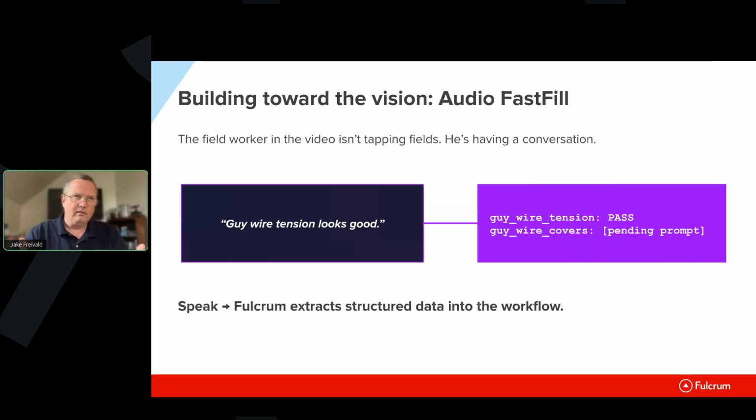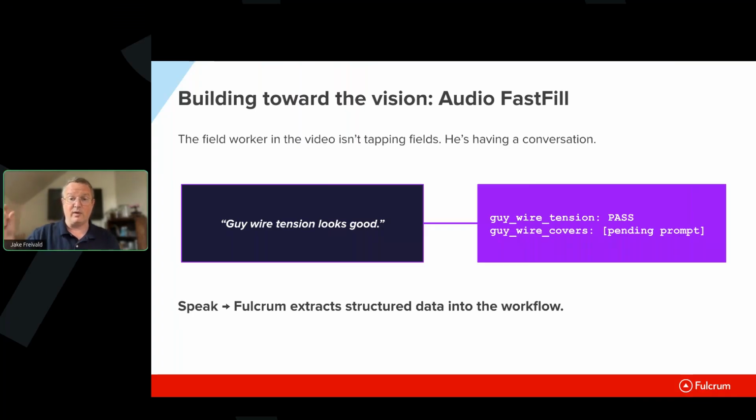There are things in that video that, although it's a vision, right? That video itself is a vision of what's coming, and not all that's built out there yet. I want to emphasize the fact that there are pieces of it coming now. So you need to start building the process infrastructure now. For example, when he said the guy wire tension looks good, there's actually technology inside Fulcrum right now where you can speak into it and it will figure out how that information should plug into the Fulcrum process that you're engaged in.